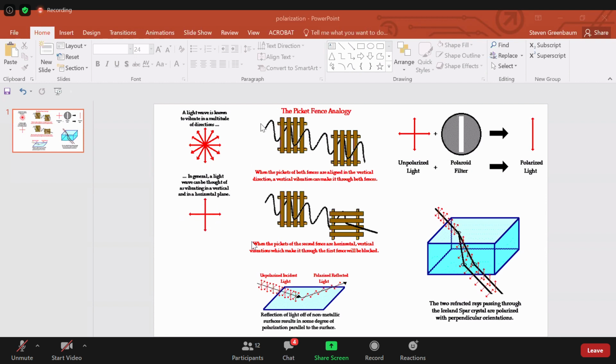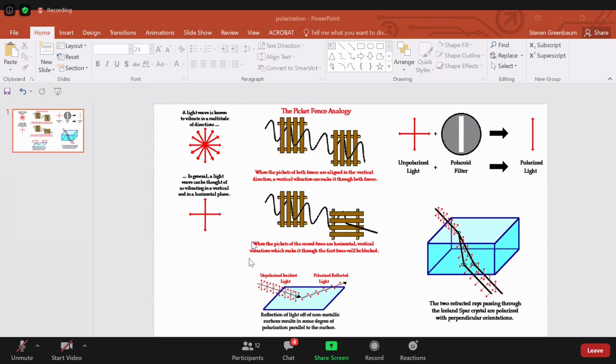The so-called picket fence analogy is that if you have a wavy string like a slinky, and the plane of oscillation corresponds to the slots, then everything goes through. But if you rotate the picket fence perpendicular to the plane of oscillation, then you basically kill it off. The way to do that with light is to use a so-called Polaroid filter, right, where you get polarized light. With more high-end sunglasses that polarize, you cut a significant amount of energy out.